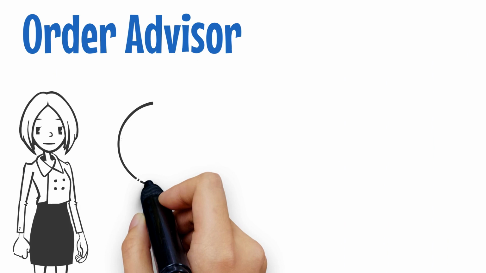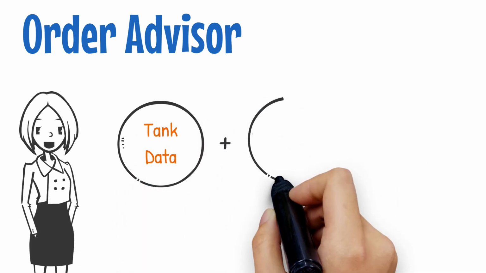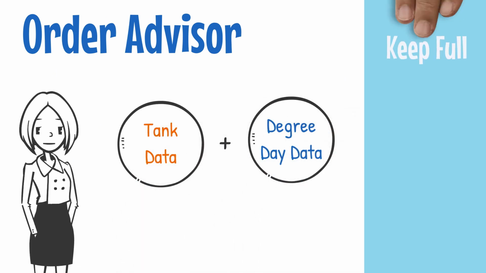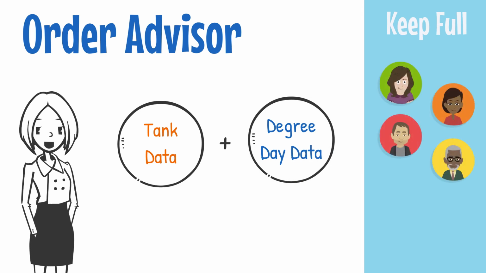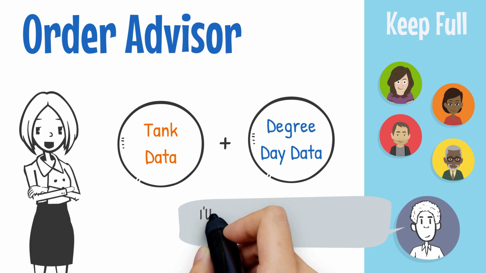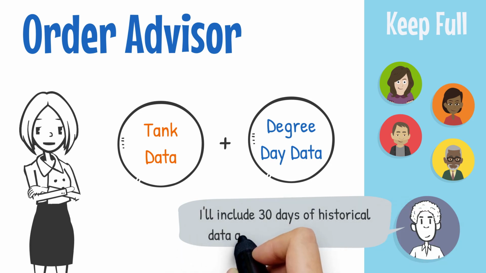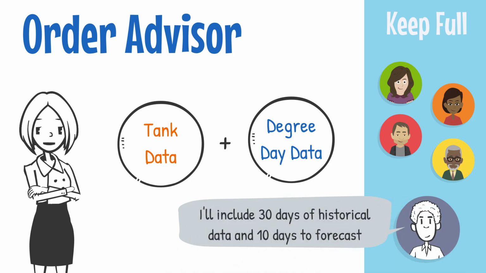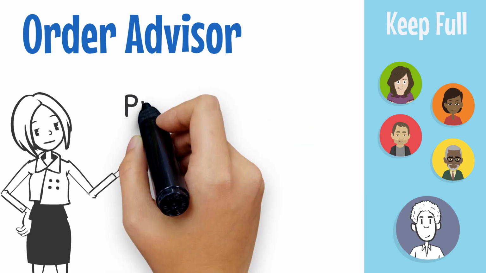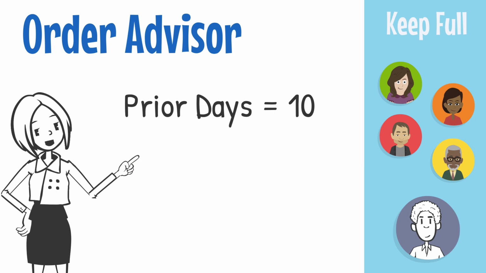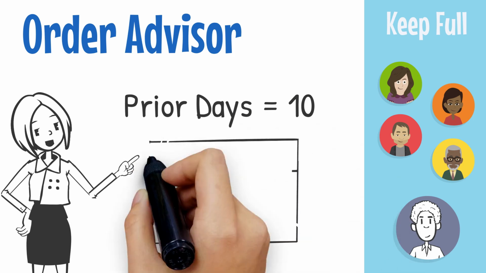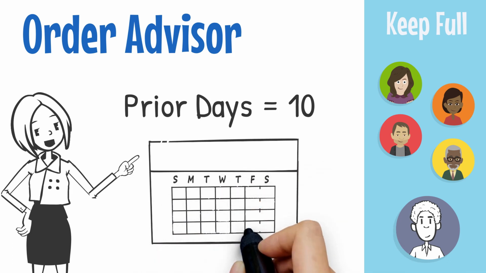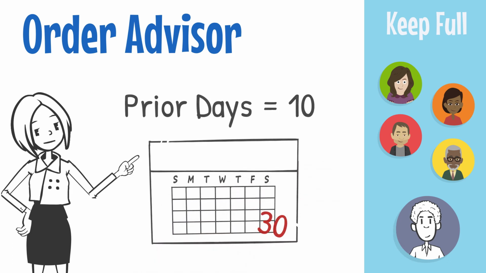Order Advisor takes tank and Degree Day information along with other data points to calculate recommended orders for customers who request Keep Full status. Order Advisor configuration allows the admin to define how many days of historical data to include in the calculation and how many days to forecast. For example, if the admin defines prior days as 10, the system will look at the previous 10 days of degree day data to estimate potential orders for the Keep Full customers for the next 30 days.